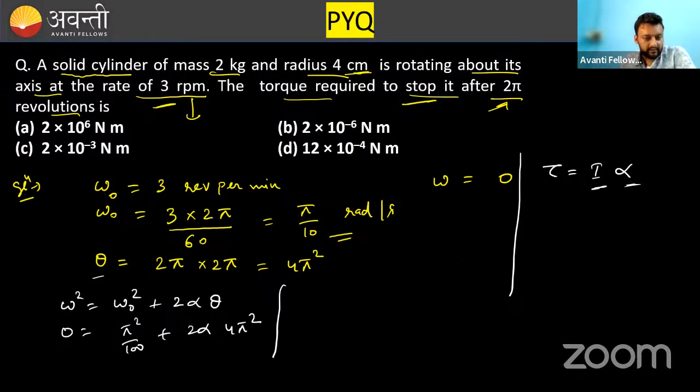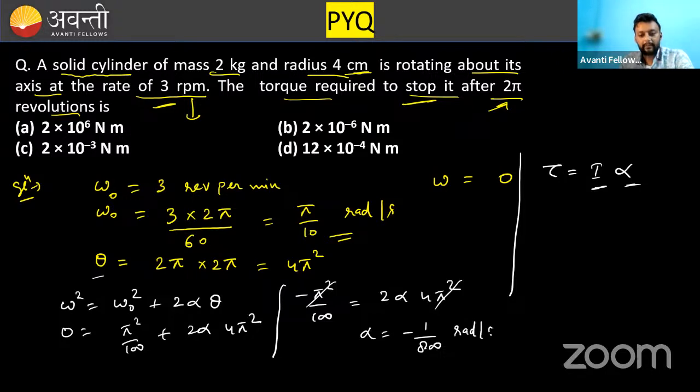You can clearly see that from this, minus pi square by 100 is equal to 2 alpha into 4 pi square. Pi square and pi square will be cancelled. So alpha is equal to minus 1 by 800 radian per second square.